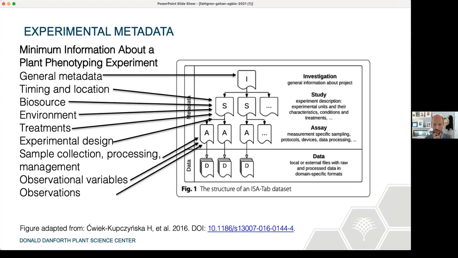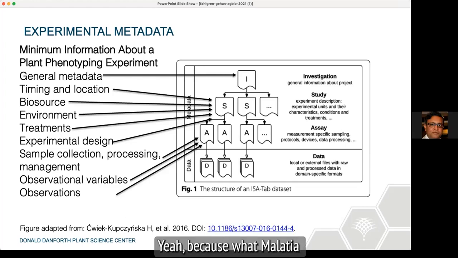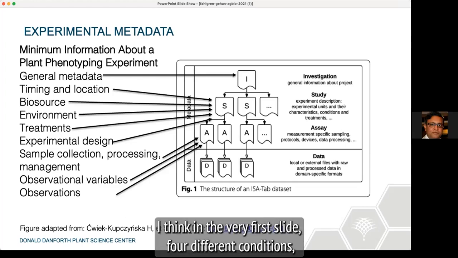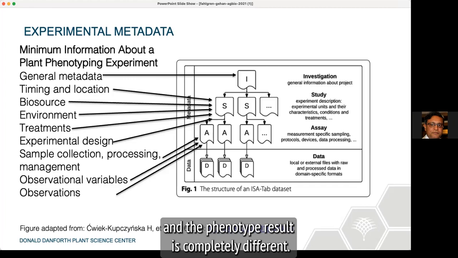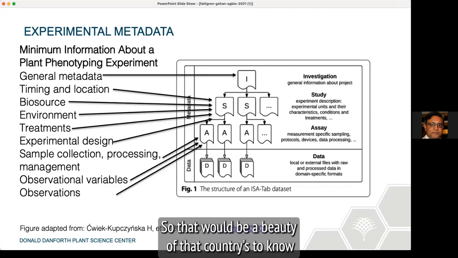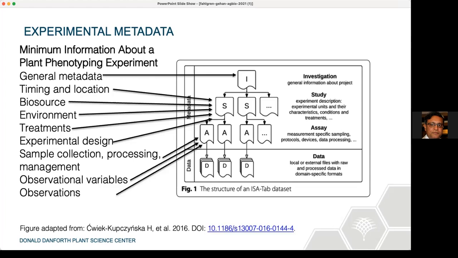So even though it's generating multiple observations of the same plant over time, I think it can still fit within this framework. Yeah, because what Malia showed in the very first slide, 4 different conditions, either a growth stage or you tweak one parameter and the phenotype result is completely different. So that would be a beauty of that time series to know.